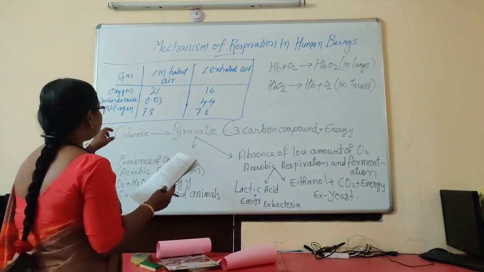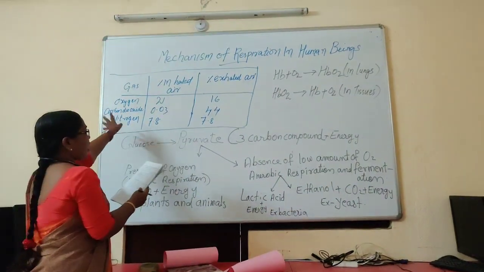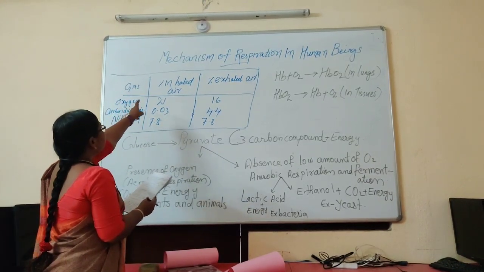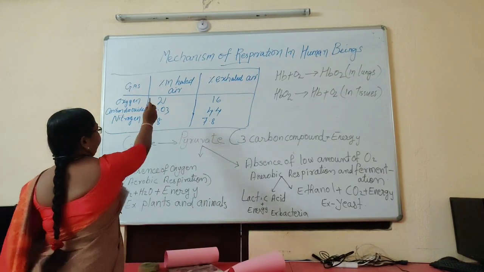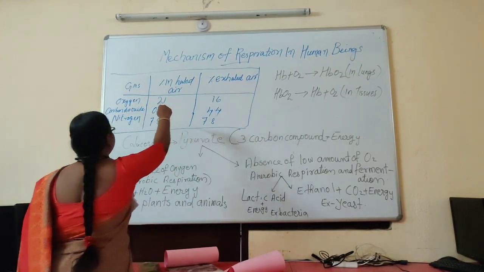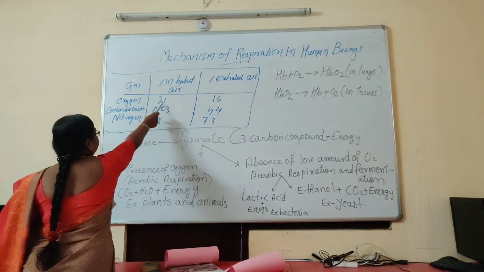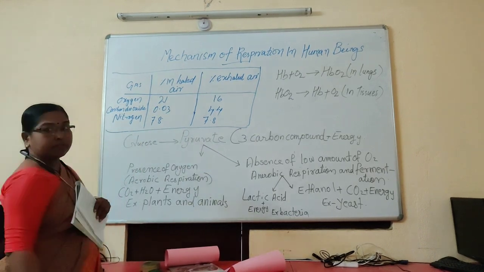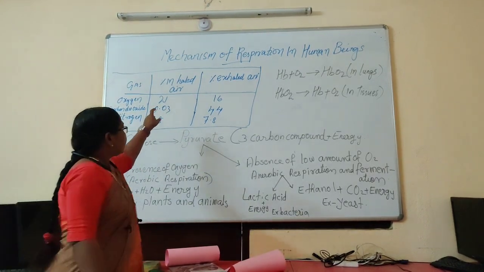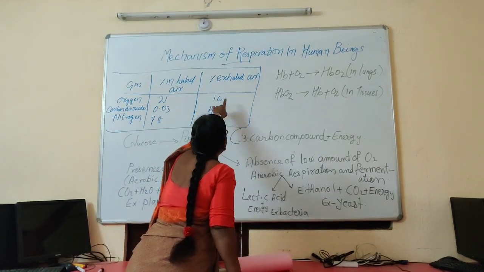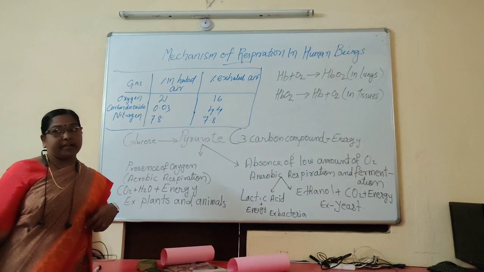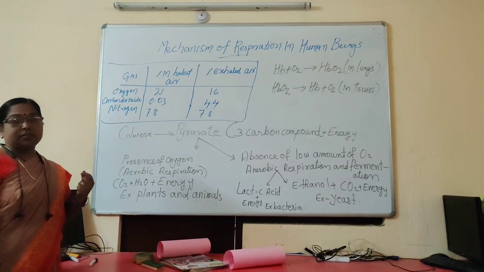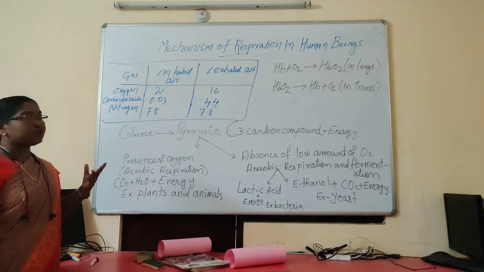I can show this through the chart shown here. After inhalation or exhalation, gas, the percentage in inhaled air, the percentage in exhaled air. Oxygen: in inhalation the percentage of oxygen is 21%, but in exhaled air the oxygen percentage is 16. Then we can guess what happened to that oxygen. We know respiration took place. The oxygen may be received by the blood and used for body purposes.